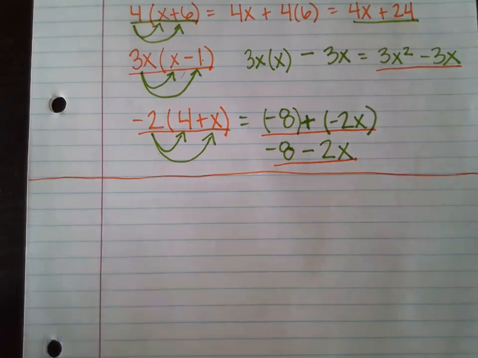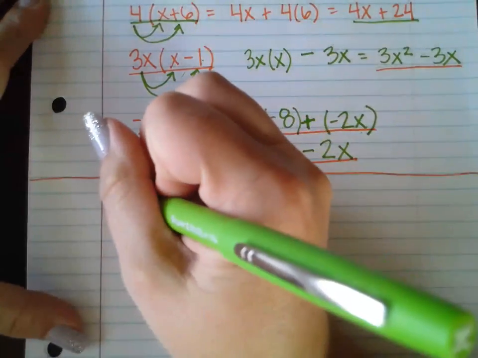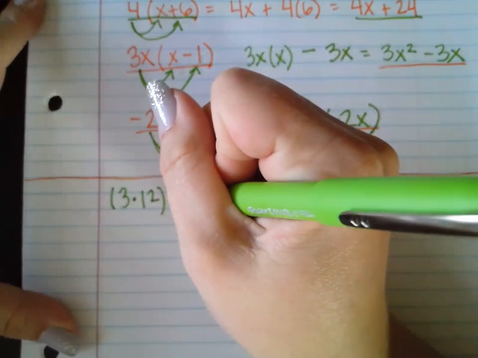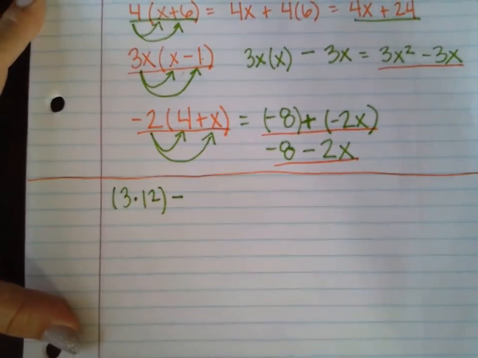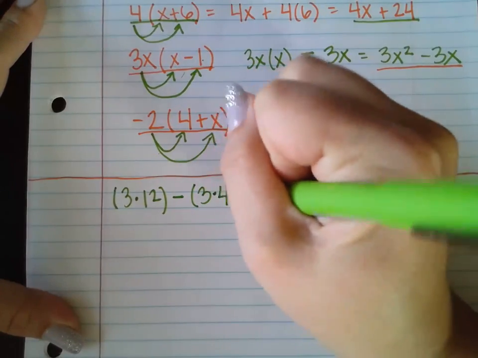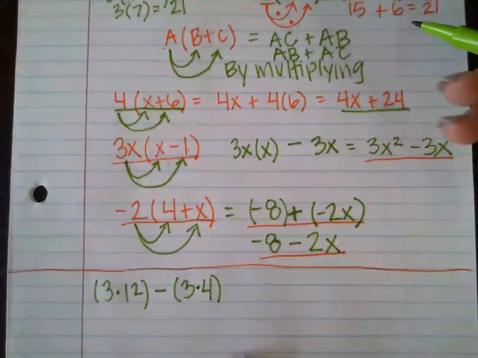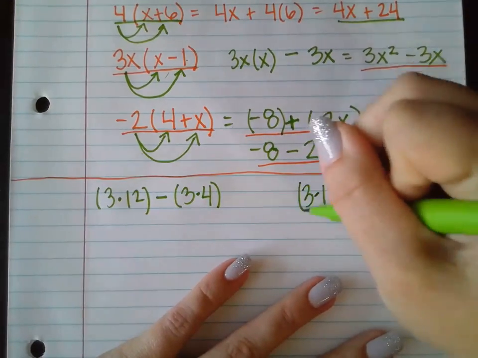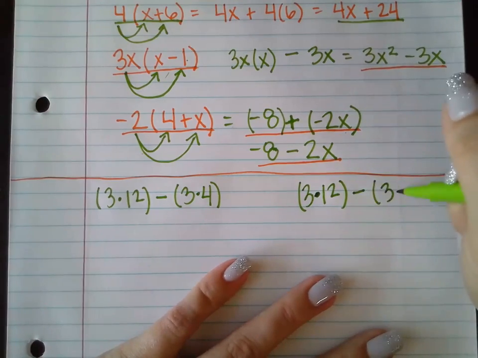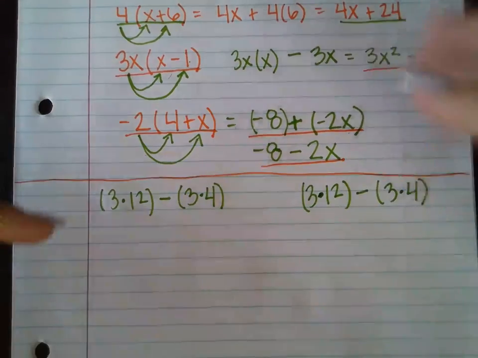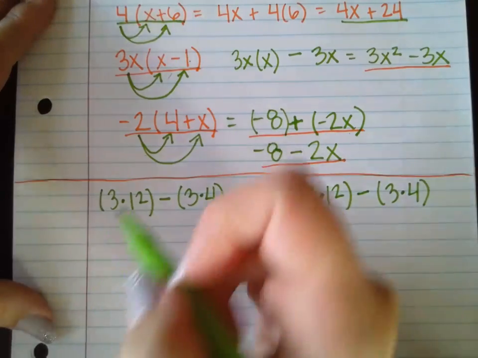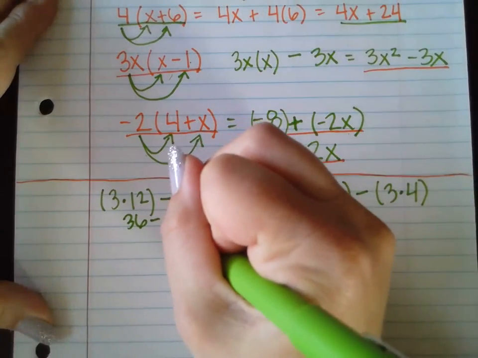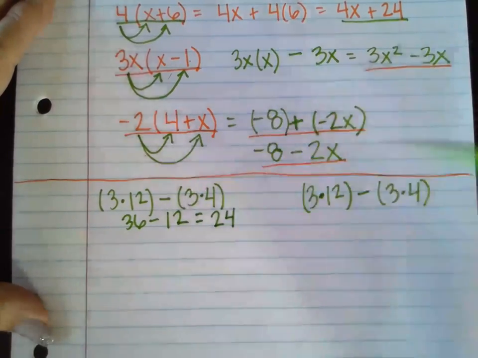So now let's say we start out with an expression such as the following. 3 times 12 plus, actually, no, let's do minus 3 times 4. I'm going to write this twice, just like the first example up here, so that we can do some comparing. So 3 times 12 minus 3 times 4. If I followed PEMDAS for this first example, 3 times 12 is 36, 3 times 4 is 12, 36 minus 12 is 24.